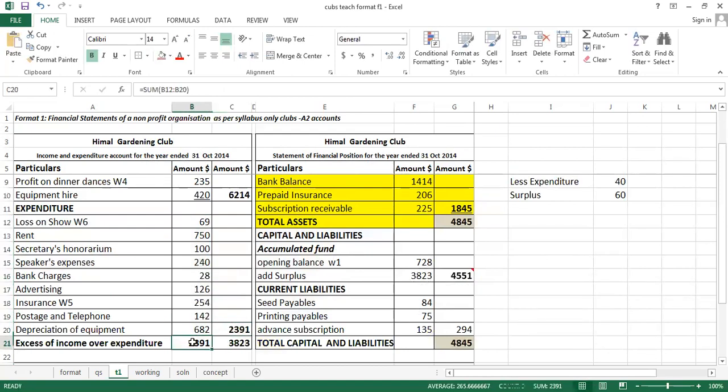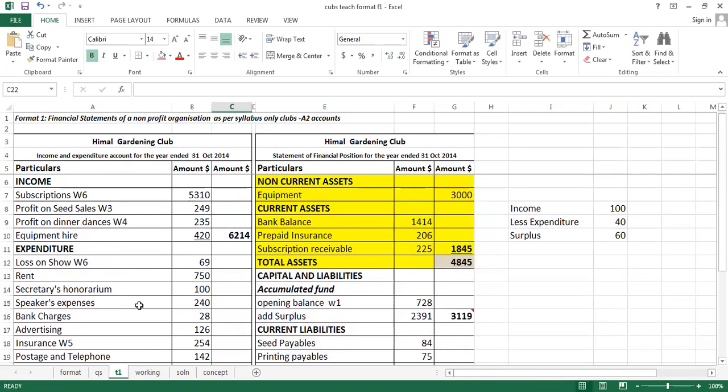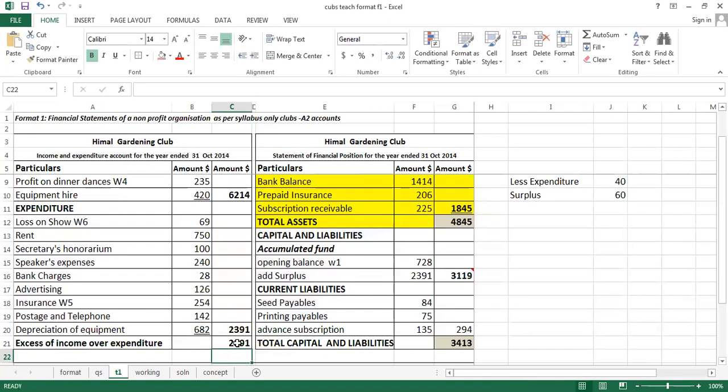So when I get the total expenses, you can see that the income is higher. Total income minus total expenditure gives you your surplus. You can write this as surplus, or you can write excess of income over expenditure. After having done this, the income statement is also complete. Now this amount should be taken to the statement of financial position under the heading of accumulated fund. This is where you take it finally.